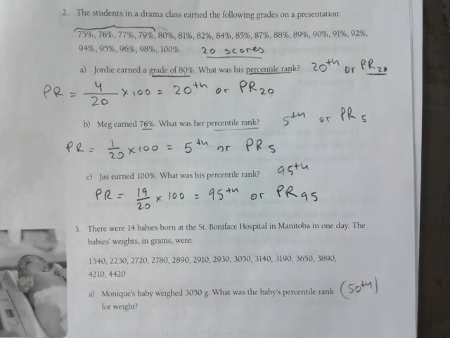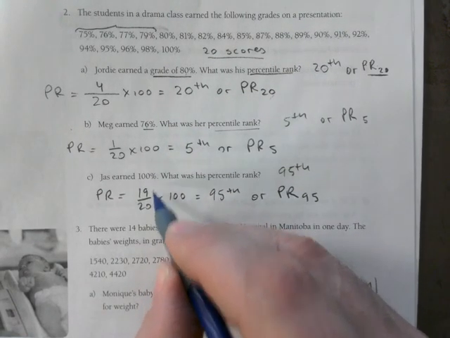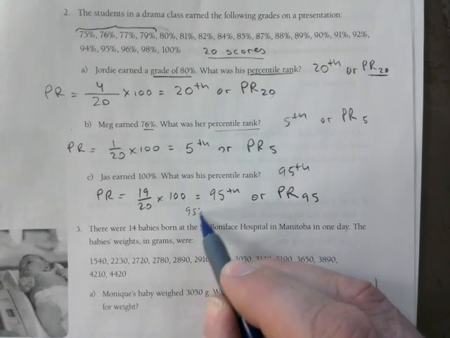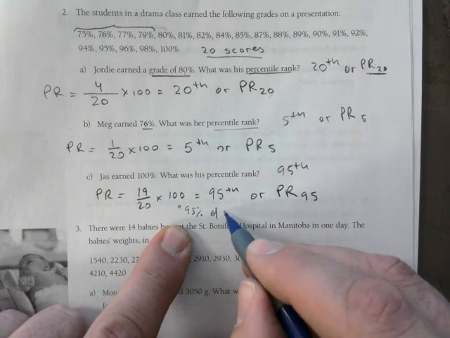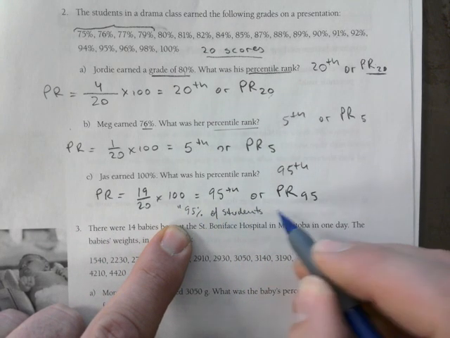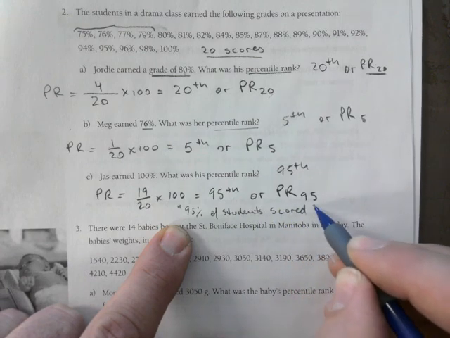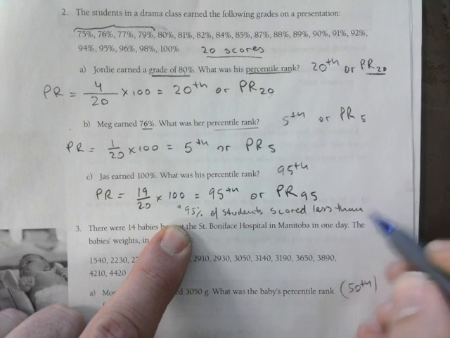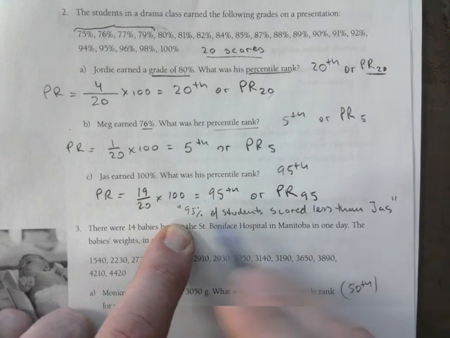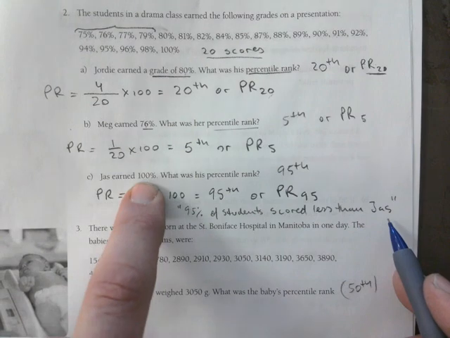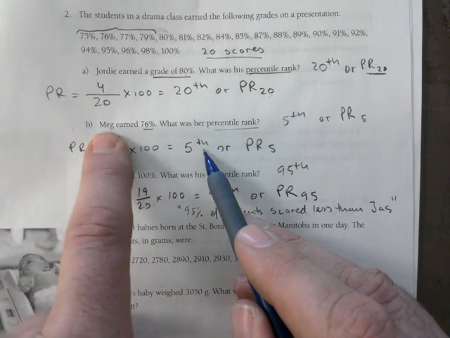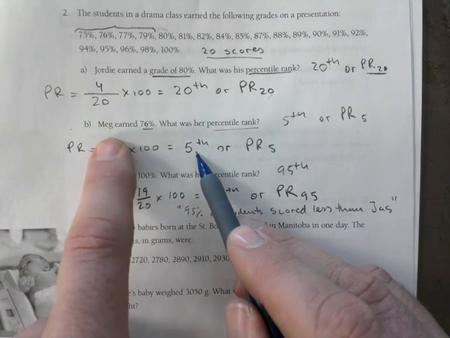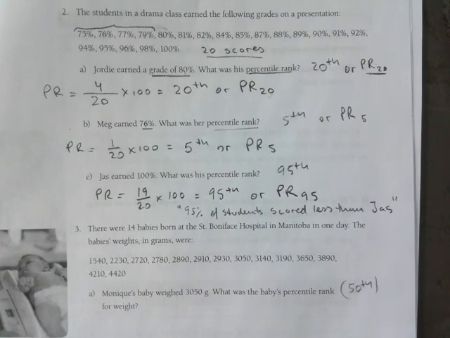So here we actually compared someone's test score. And so what does that mean? 95%. Let's do this because we have a name now. I will do it this way. 95% of students scored less than Jazz. We have a name. You could say less than 100% or less than Jazz. Here, we could say that Meg, only 5% of students scored less than Meg. And so there we have it.